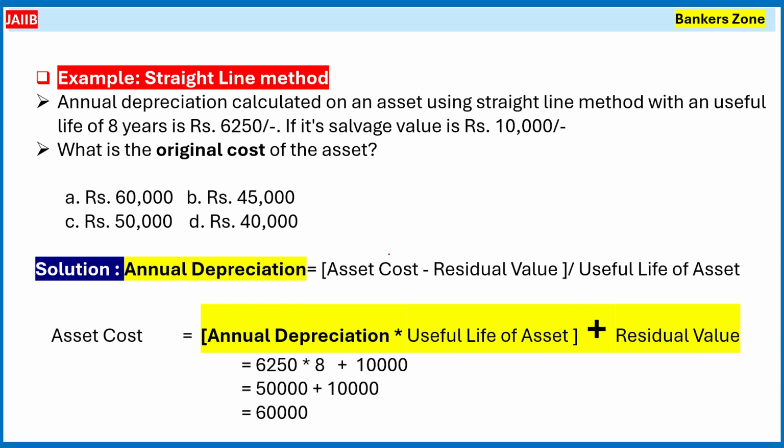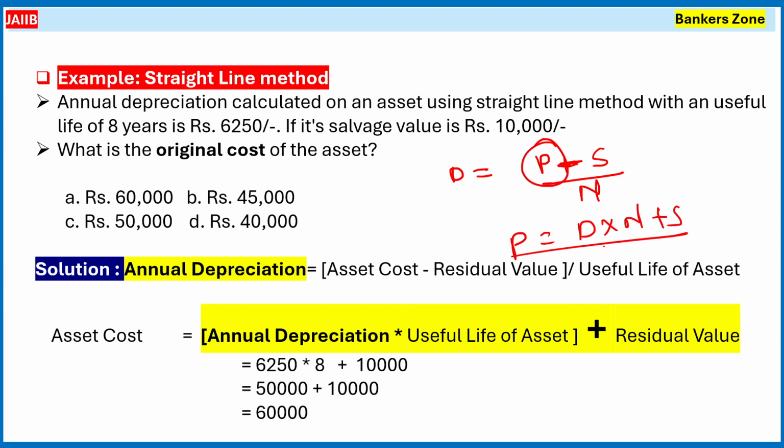Remember, I repeat what the formula is. See, annual depreciation is simply the purchase price or the cost minus the salvage value divided by the number of years. So if you have to find the cost or the purchase price, P will be depreciation into number of years plus salvage value, right?